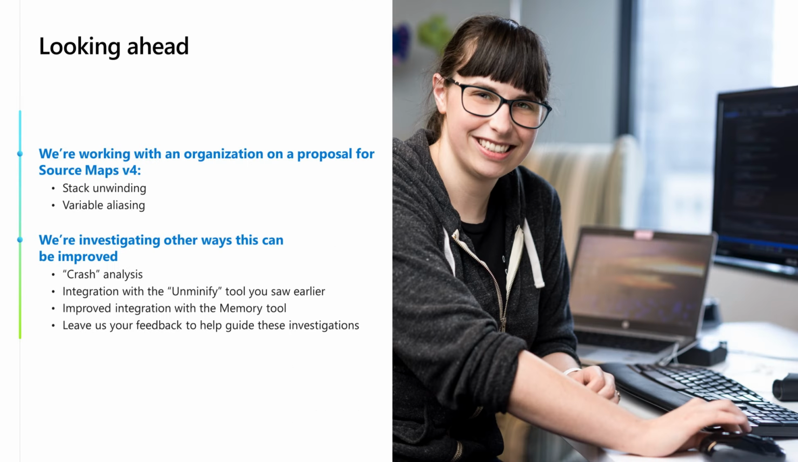Okay, so what's next? It turns out source maps really haven't been updated in about 10 years, and so there are some advances that we want to take advantage of, particularly around things like stack unwinding and variable aliasing. Some minifiers are able to do inlining of stack frames. Others are where you might have a function named T because it got minified. And so these kinds of things are really challenging to work through. So we believe that there's a lot of value to be had there.